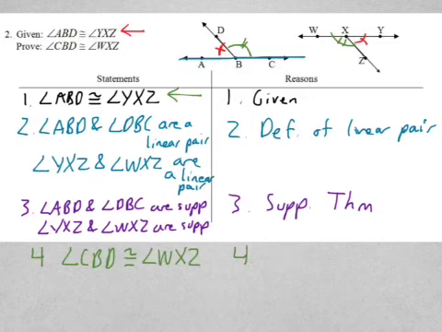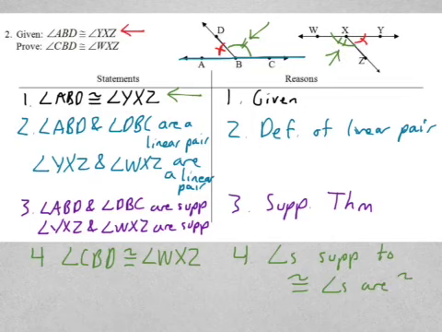Okay, and our reason for that was the theorem we just said. Okay, the angles that are supplementary to congruent angles, okay, they're both supplementary to congruent angles up here, are themselves congruent. Since our statement at the end matches our proof statement, we know that we're done.